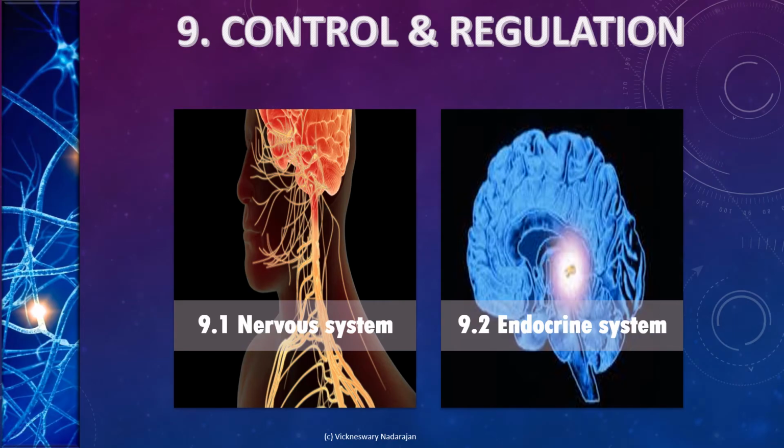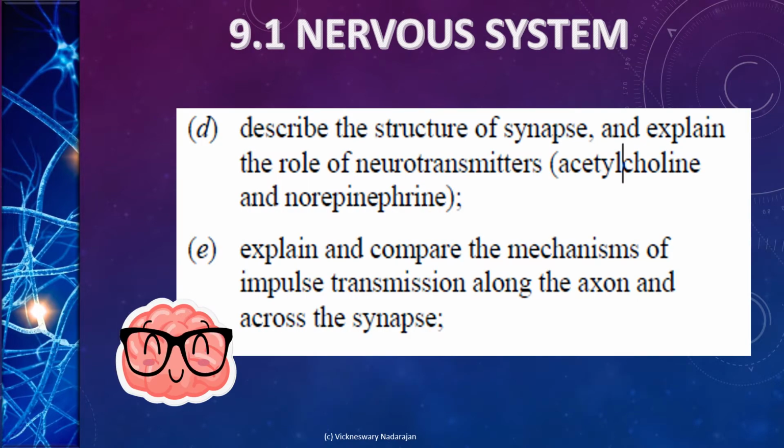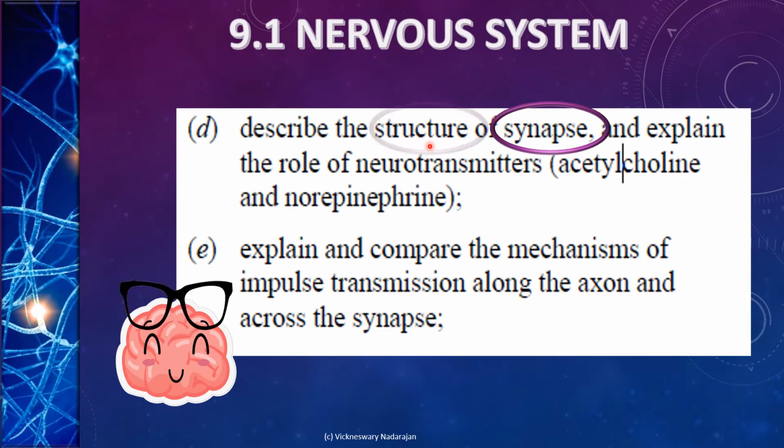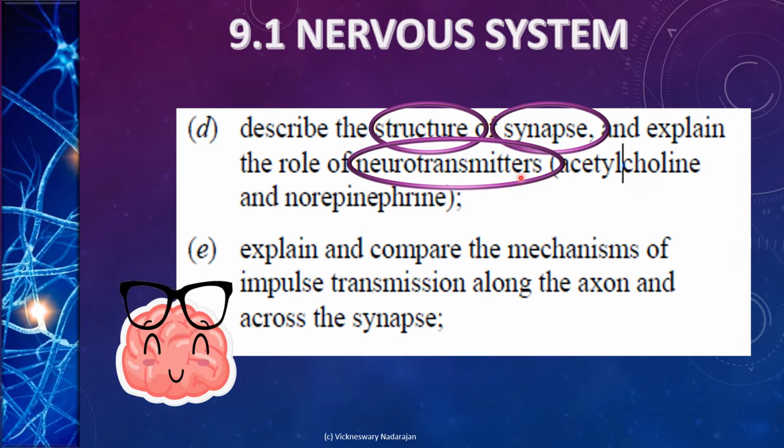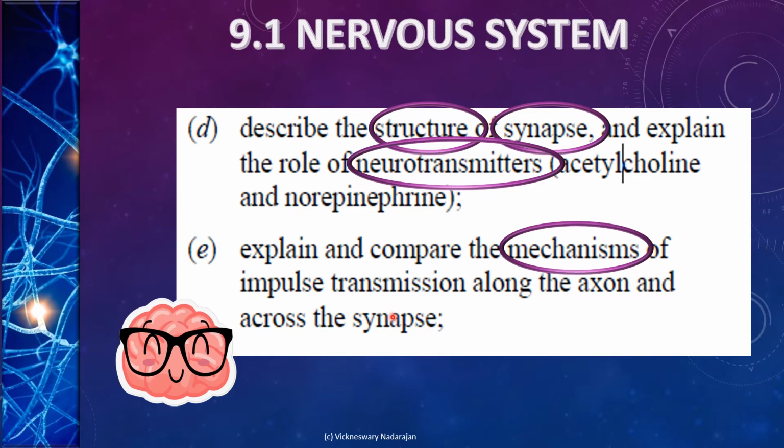Welcome to another discussion on the human nervous system. This time we will be talking about the synapse. To understand the synapse, we first need to know its structure. And inside the synapse, there is a substance known as the neurotransmitter. So we'll talk about the role of neurotransmitters, especially acetylcholine and norepinephrine. Then added to that, we will talk about the mechanism of impulse transmission across the synapse.